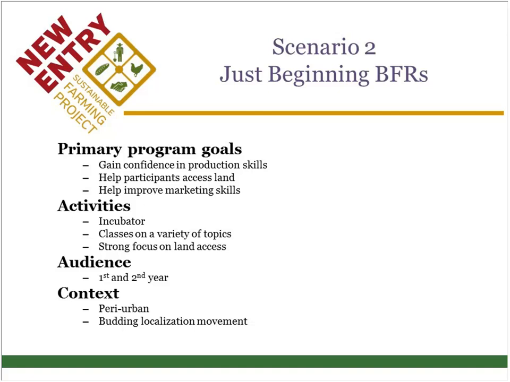So in scenario 2, we're going to look at those that are just beginning to farm. The example program goals are to gain confidence in production skills, help participants access land, and help improve marketing skills. The activities to do this are that people are in an incubator. They're taking classes on a variety of topics, and they have a strong focus on land access.